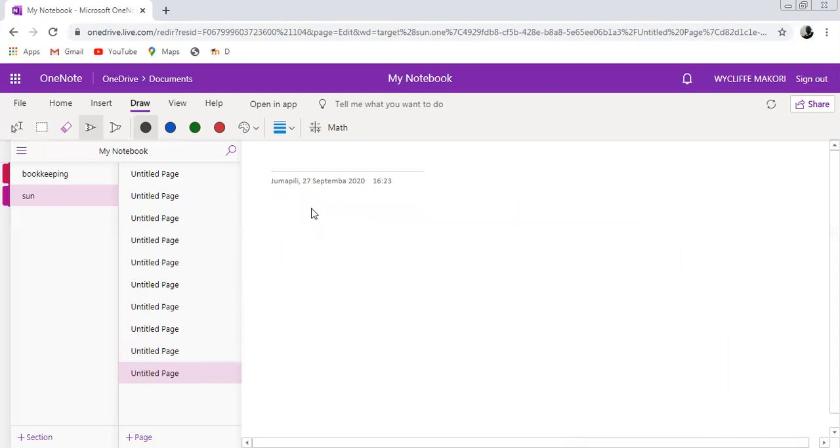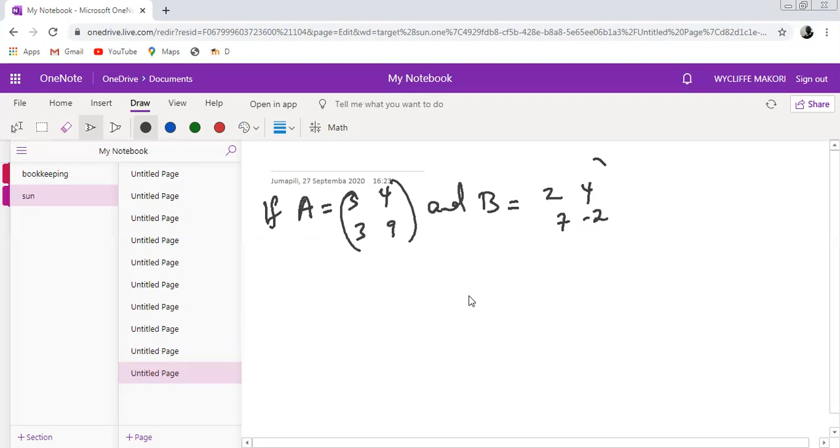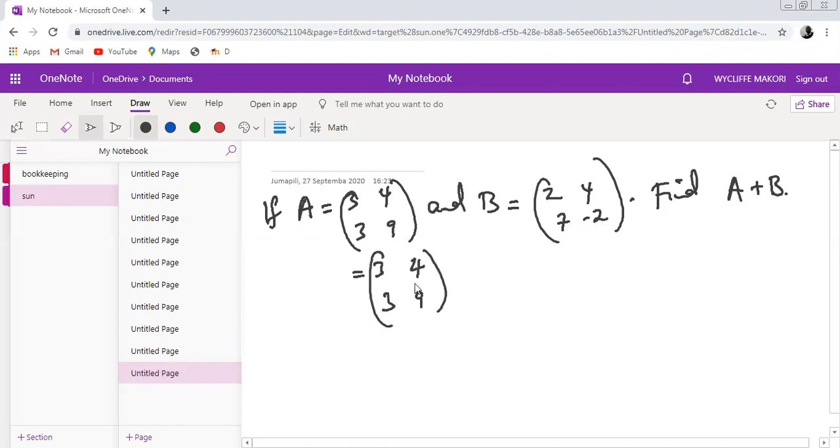So you can be asked this: if matrix A, which should always be in capital, is given by 3, 4, 3, 9, and B is equal to 2, 4, 7, negative 2. Now you are asked, find A plus B. It is the same as 3, 4, 3, 9, that is A, plus B, which is 2, 4, 7, negative 2.